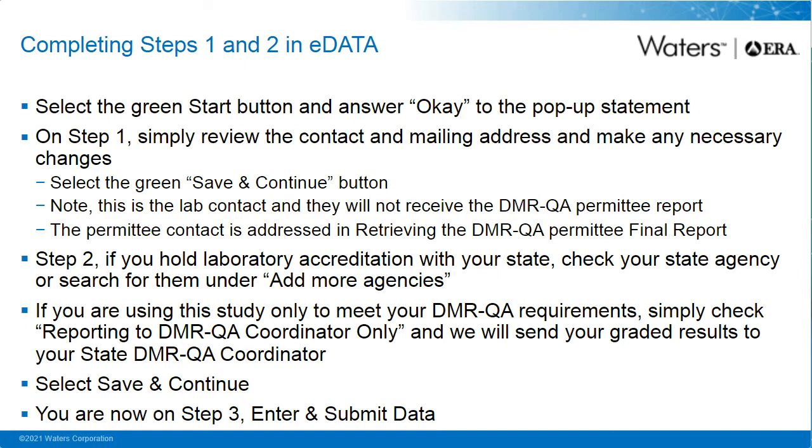If you're in the DMR-QA 41, just check Reporting to DMR-QA Coordinator Only. If you're actually using a WP study, instead you simply check No Agencies Required, and then select the Save and Continue. You're now on step 3, called Enter and Submit Data.